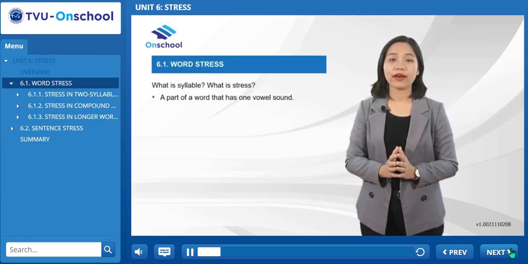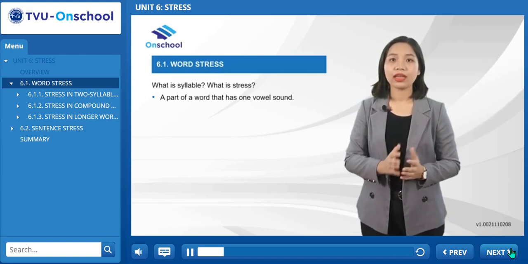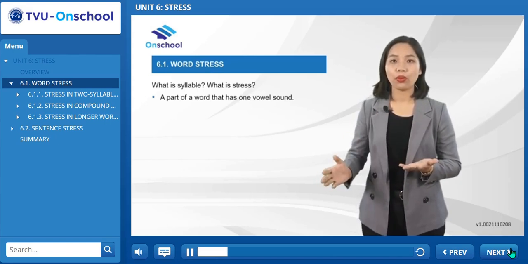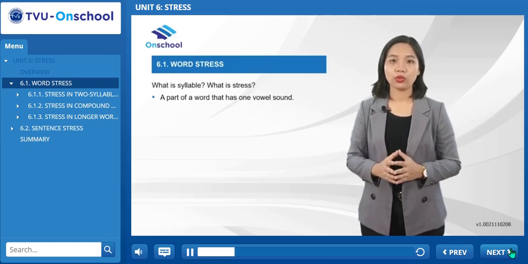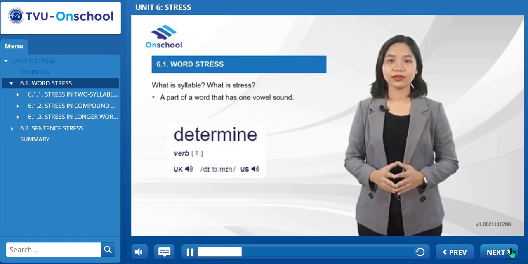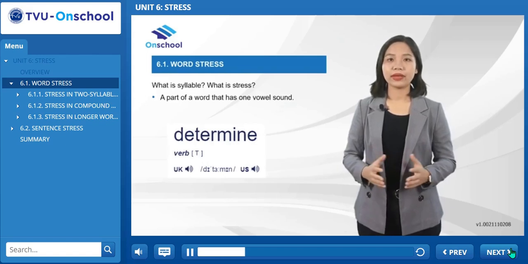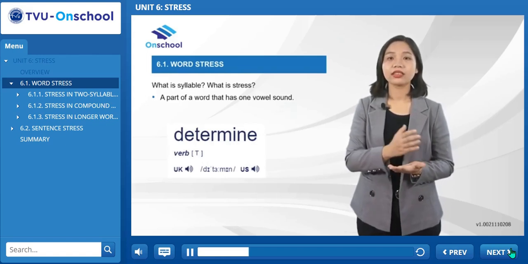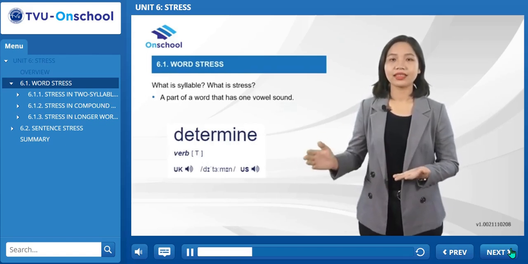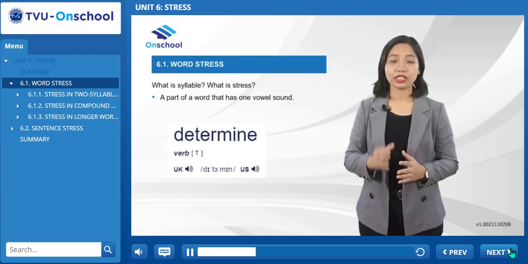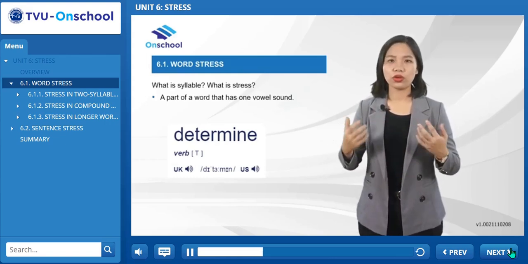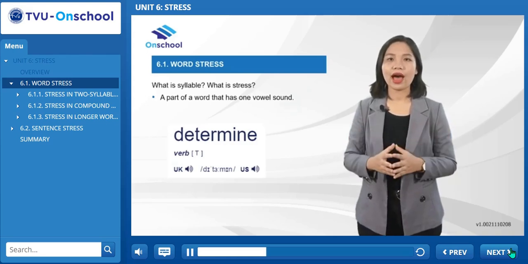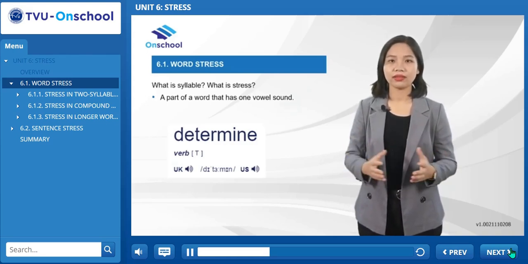For example, we have the word apple. Apple. So this is a word with 2 syllables. Or the word determine. Determine. This word has 3 syllables. Can you think of more words and think about how many syllables are there?